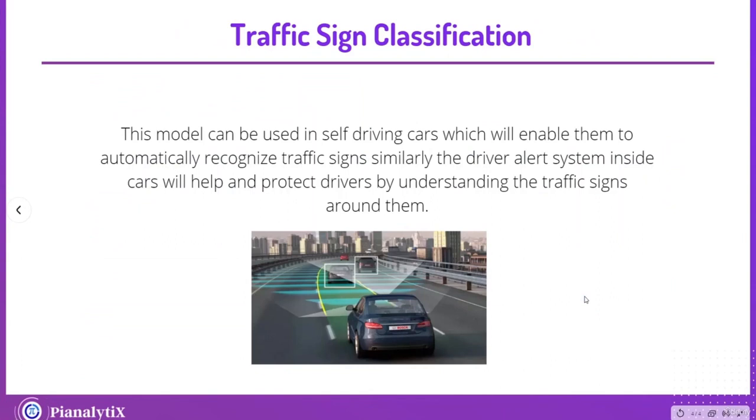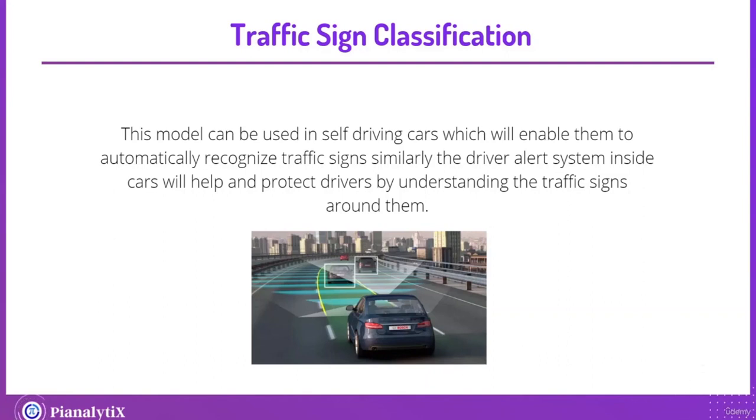As this is a traffic sign classification model, it can be used in self-driving cars, which will enable them to automatically recognize traffic signs. Similarly, the driver alert system will help cars protect the drivers by understanding the traffic signs around them. This project can be used in different automobile companies which are working on self-driving cars.